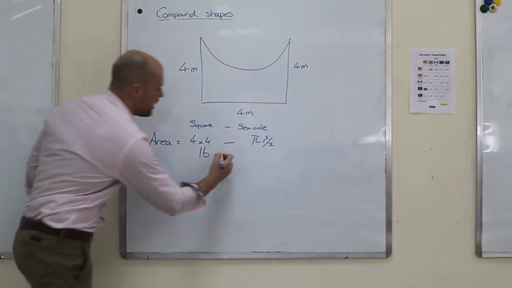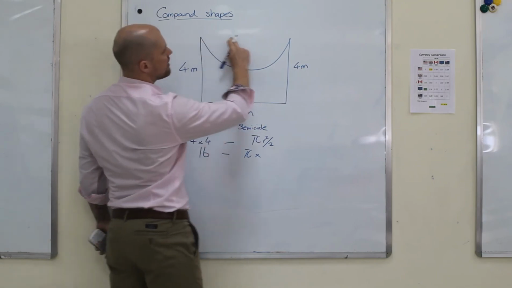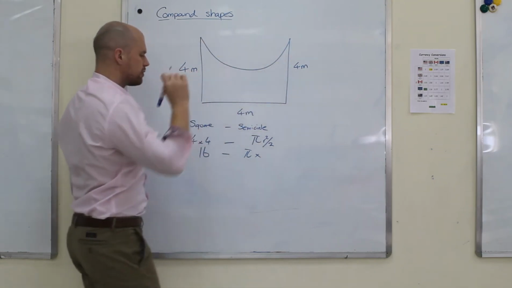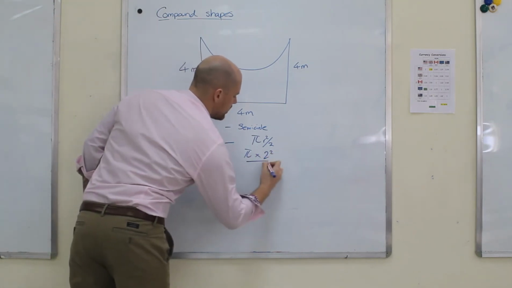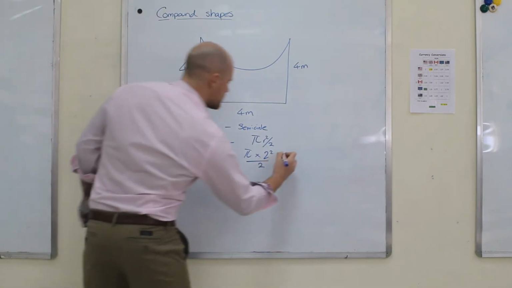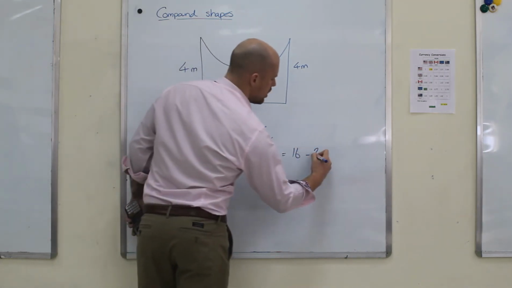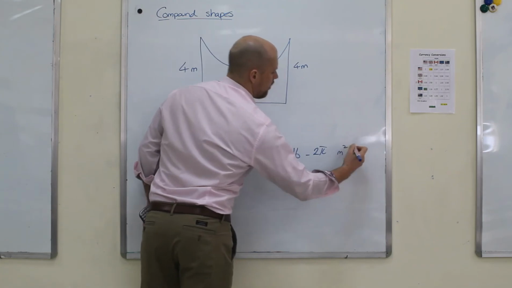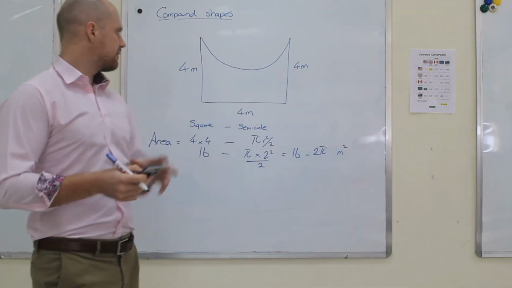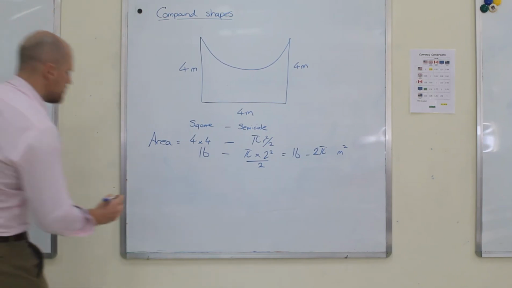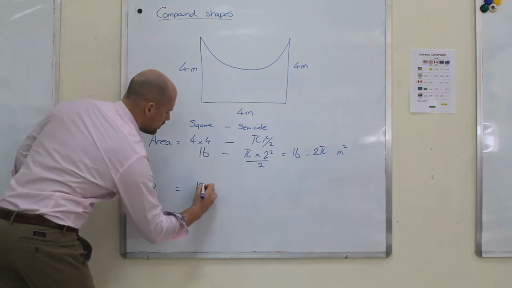So I'm going to take away pi times, now the diameter, the length here is 4 meters, therefore the radius is 2 once again, just like before. So I do 2 squared divided by 2. And my answer is 16 minus 2 pi, again, meters squared. You can put it in your calculator if you want to, but you don't need to, just leave it like that. Okay? The perimeter, 4 plus 4 plus 4 is 12.